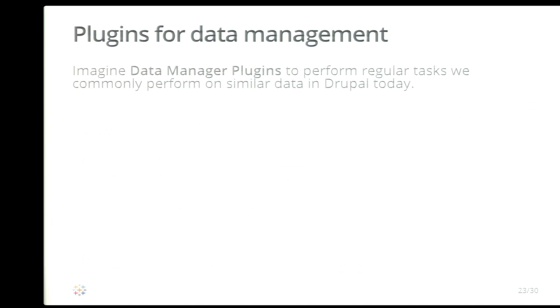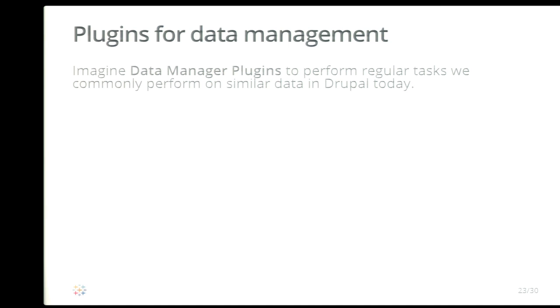I think that there should be this concept of data management plugins. In core right now, in the statistics module and in DBlog, we have this concept of rotation where, because of the limitations of MySQL, we don't want to just endlessly store watchdog events or access log events. You can configure it to say, after I collect 10,000 of these, go ahead and truncate whatever's left. Rotate those out.